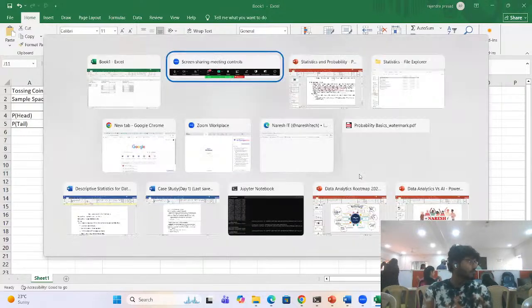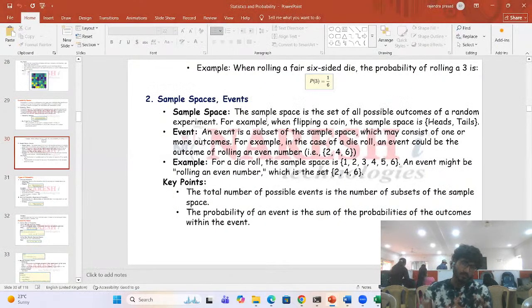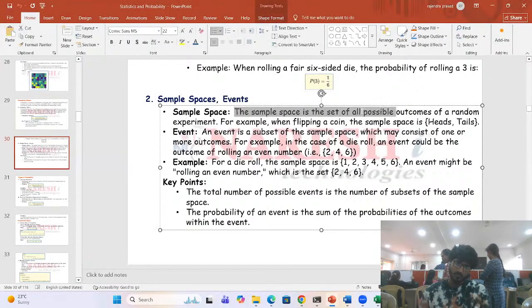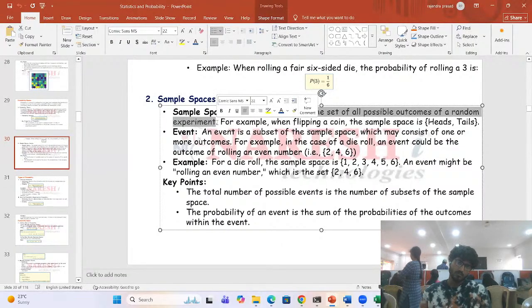Okay. As I mentioned, sample space and event. The sample space is the set of all possible outcomes of a random experiment. I already explained what a random experiment is. You people should definitely know the basic definitions, guys.